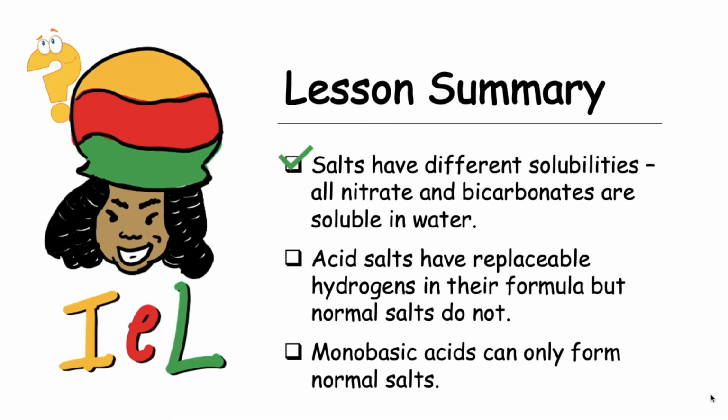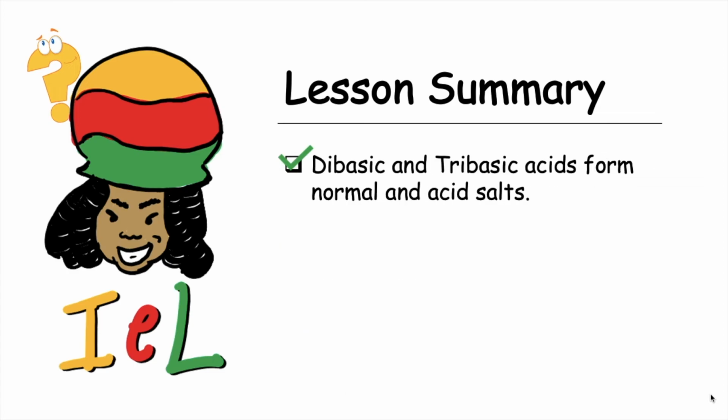Salts have different solubilities. All nitrates and bicarbonates, or hydrogen carbonates as they're also called, are soluble in water. Acid salts have replaceable hydrogens in their formula, but normal salts do not. Monobasic acids can only form normal salts. Dibasic and tribasic acids form normal and acid salts.